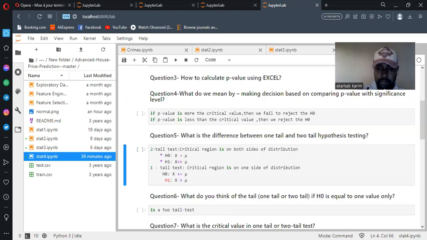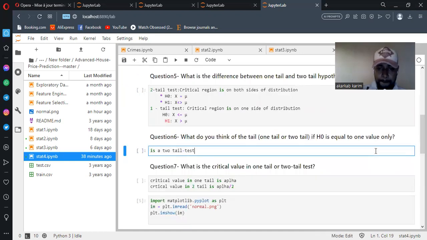Okay, I hope that's clear for you. Well, if we look at the next question: what do you think of one or two tail, if h0 is equal to one value only? Here in this question, what do you think of the tail test? One or two tail, if h0, I mean the null hypothesis, is equal to just one value, not greater, not less.